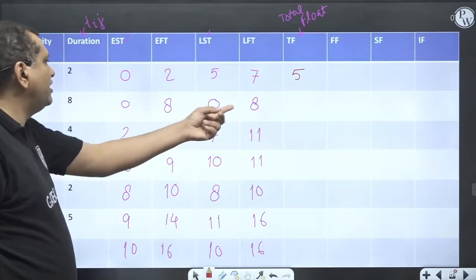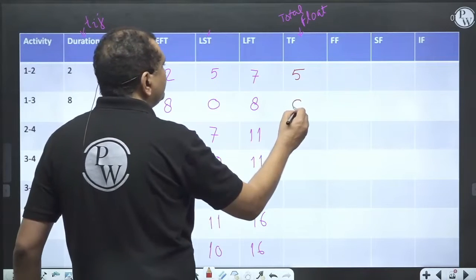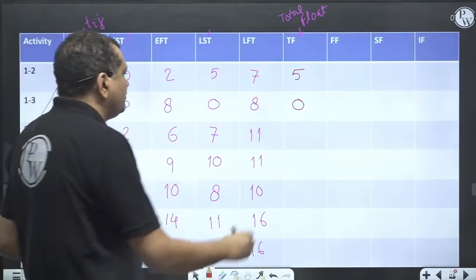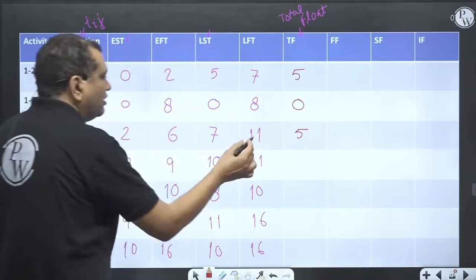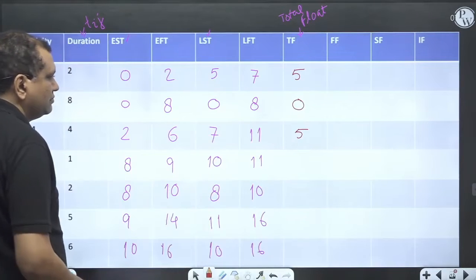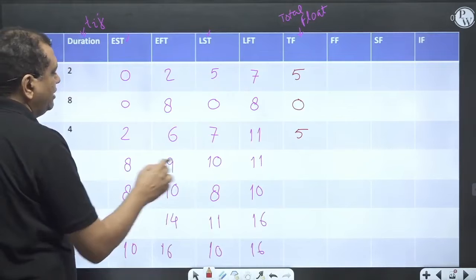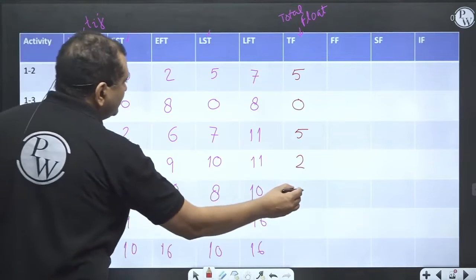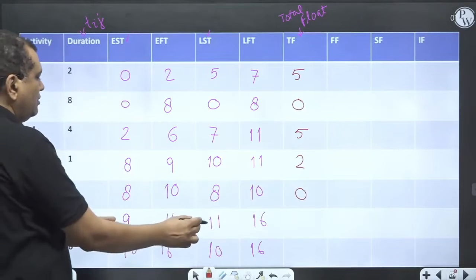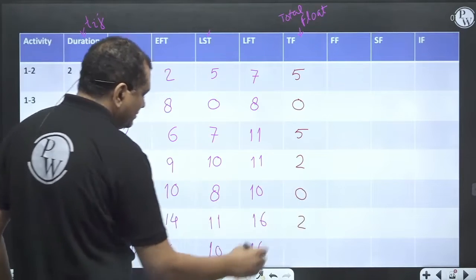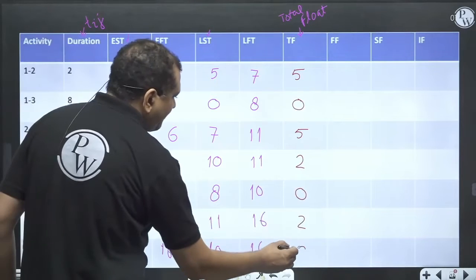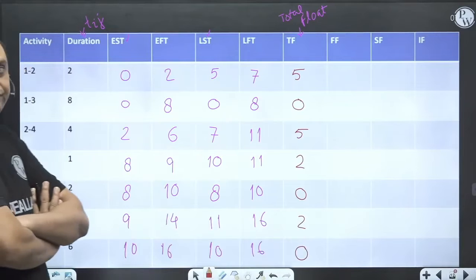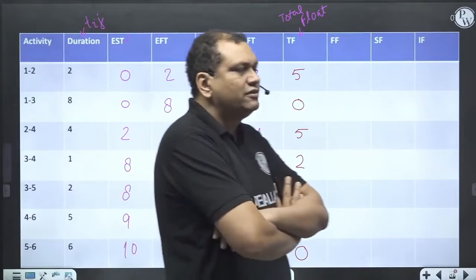0 minus 0 or 8 minus 8 remains 0. 7 minus 2 is 5. Or 11 minus 6 is also 5. 10 minus 8, 2. 8 minus 8, 0. 11 minus 9 is 2. 10 minus 10 is 0. So these are the values of total float.